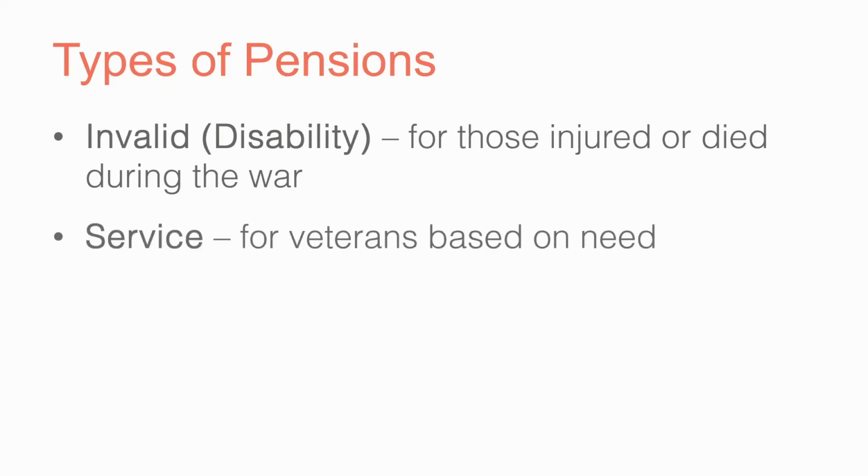Second are service pensions. They are offered to veterans based on their needs. They would often pass in Congress after many years following a war, because as the veterans aged, their needs would change, and then they were given benefits for their service.